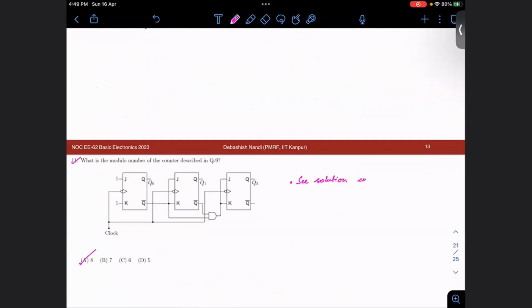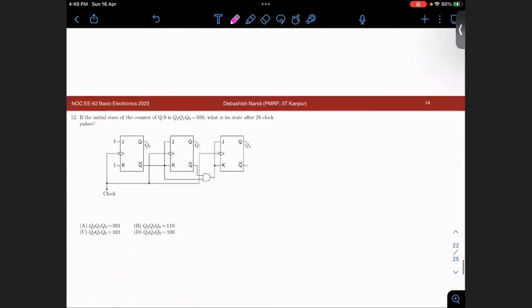See the solution in the previous question. Okay. So question number 12. If the initial state is 0 0 0, what is the state after 28 clock pulses?